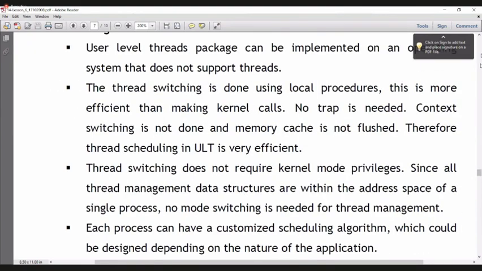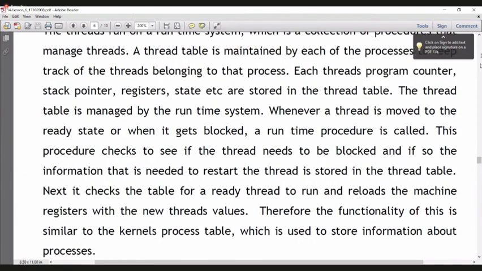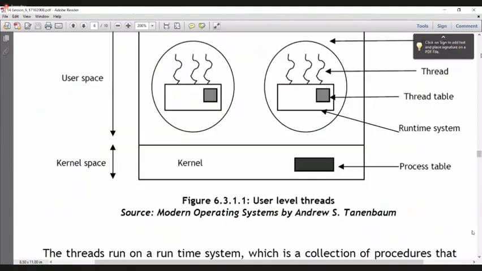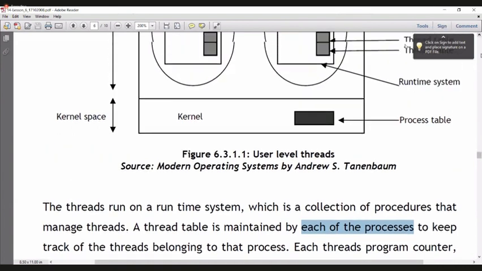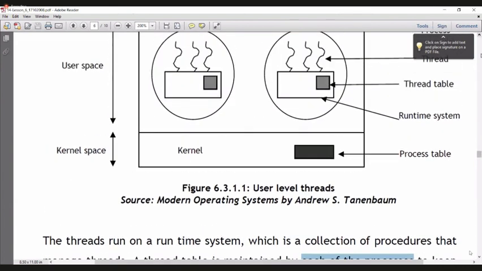Now you have to compare advantages and disadvantages. First, the user level thread. The threads run on a runtime system, which is a collection of procedures that manage threads. A thread table is maintained by each process to keep track of the threads belonging to that process. So the thread table is managed by the process, not the kernel or the system.